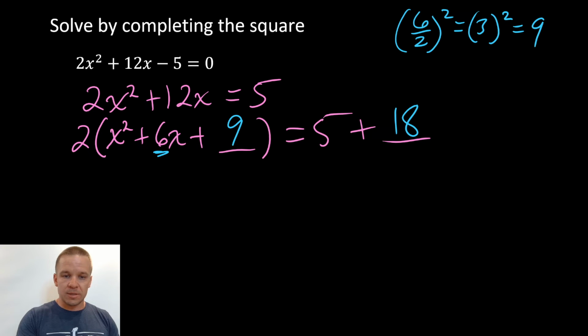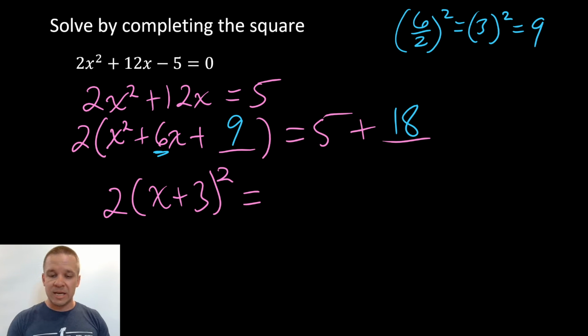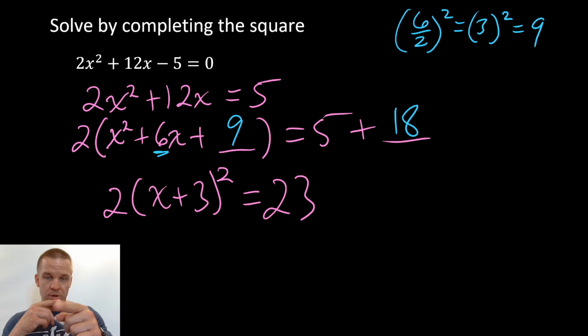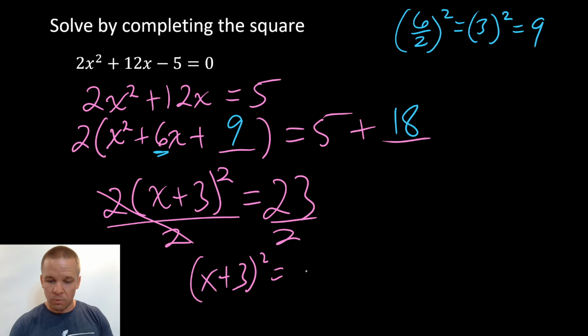So I've got 2 parentheses, and then I have x plus 3, because 3 times 3 is 9, 3 plus 3 is 6, right? It's a perfect square trinomial, squared, equals 5 plus 18, that's going to be 23. All right, next up, I'm going to divide by 2 on both sides. I'm going to be left with x plus 3, quantity squared, equals 23 divided by 2.